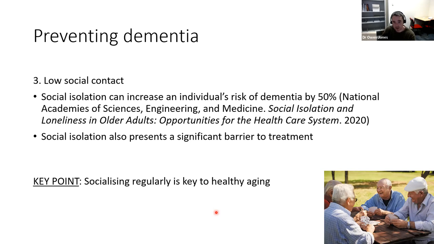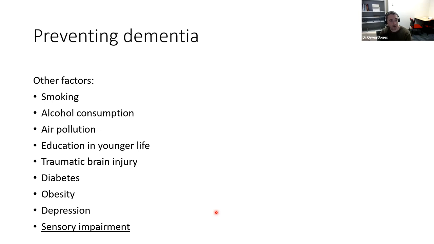Now, there are a whole raft of factors that have been implicated in the pathology of Alzheimer's disease: smoking, drinking alcohol, air pollution is a recent one that's been noted. These are all things that you really ought to be cognizant of, to be aware of, and if it is appropriate for you to make certain lifestyle changes, and of course, reducing smoking, reducing alcohol consumption, these are things that will be of benefit to you.